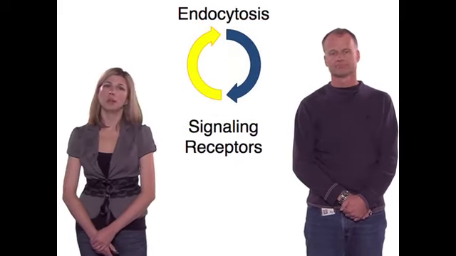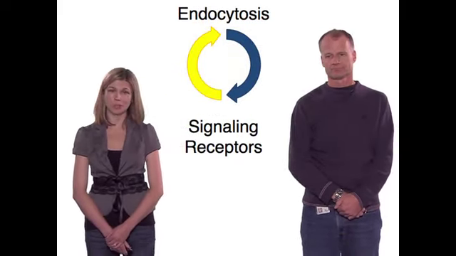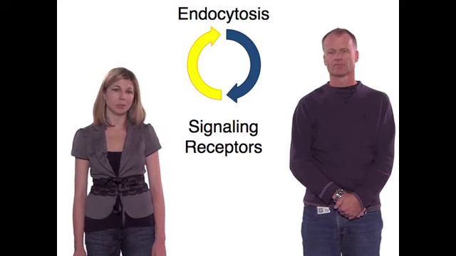So to wrap things up, while endocytosis can clearly regulate the function of signaling receptors, our work suggests that the converse is also true, that signaling receptors themselves can precisely and locally regulate the endocytic process.